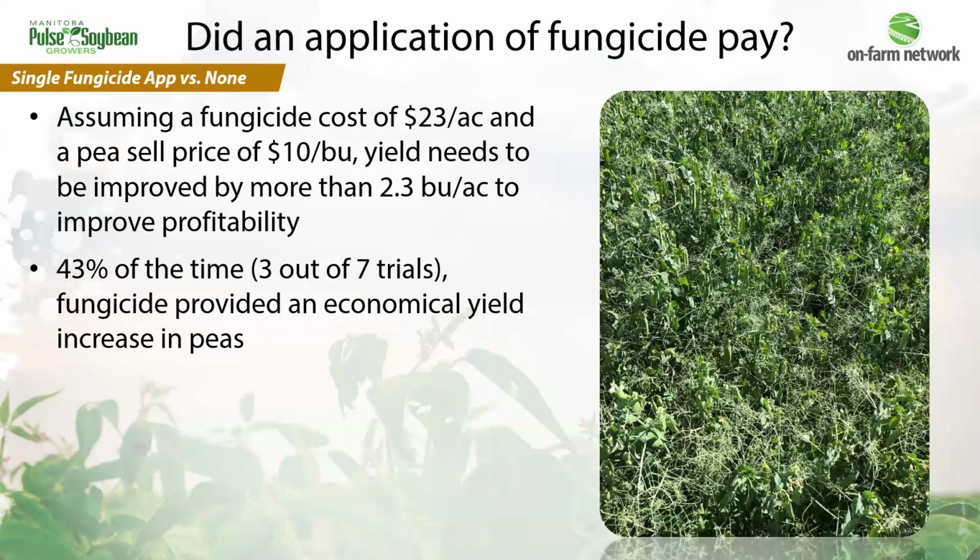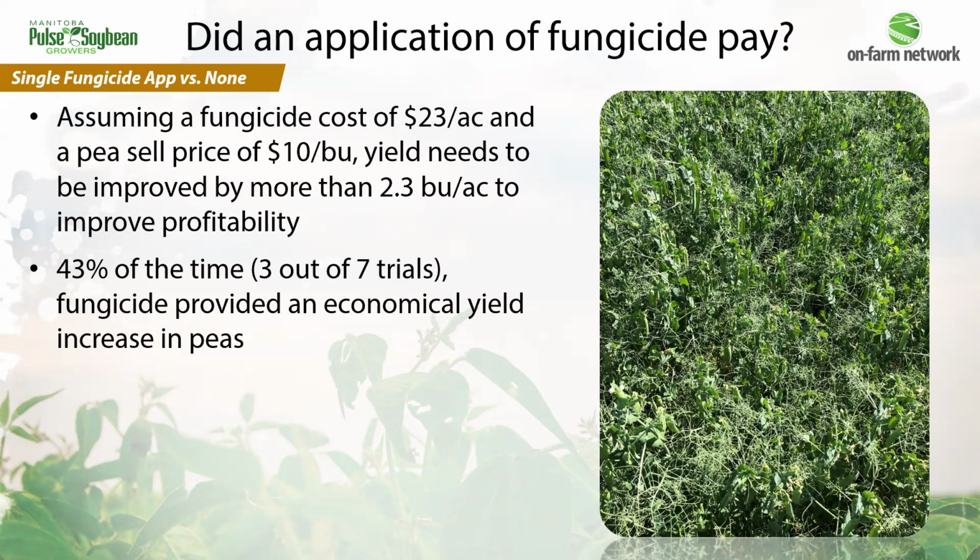At these significant sites, did an application of fungicide pay for itself, and were the yield increases large enough to cover the cost of the fungicide product? Well, assuming a fungicide cost of $23 an acre and a pea sell price of $10 a bushel, a yield improvement of more than 2.3 bushels was needed to improve profitability, which happened at all 3 of these significant sites.